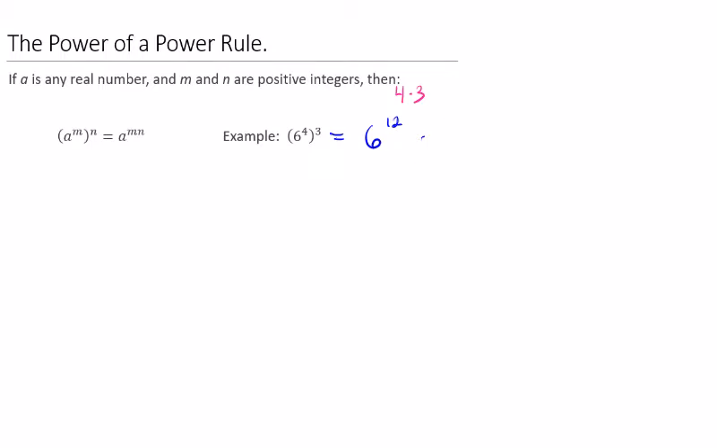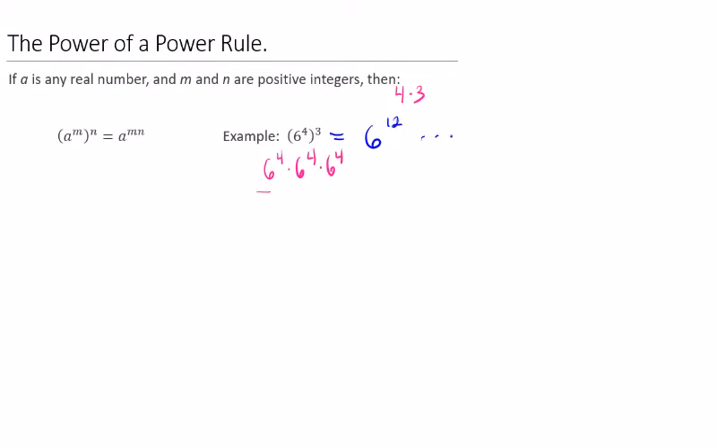Now of course we could evaluate that in our calculator, but just to explore why this works, let's keep it in exponential form, and let's convert this to expanded form. So we start out with 6 to the 4th to the 3rd. If I were to expand that, that would be 6 to the 4th times 6 to the 4th times 6 to the 4th. And I could expand that all the way. That would be 4 6s, 4 6s, and 4 6s. So that would turn out to be, of course, 12 6s.